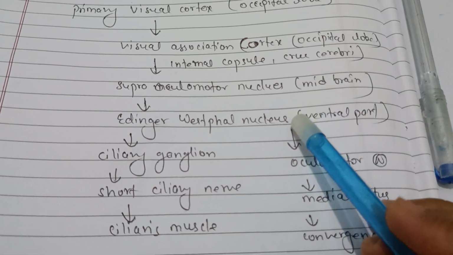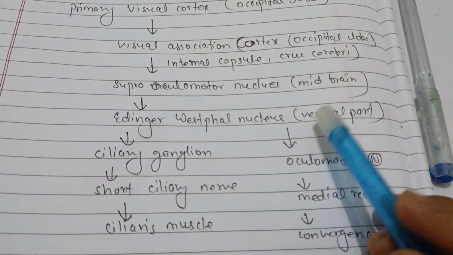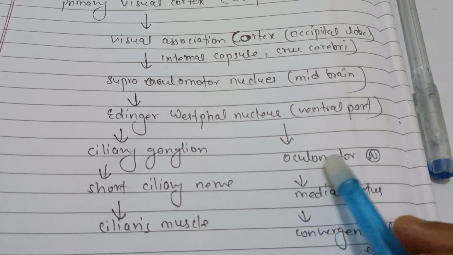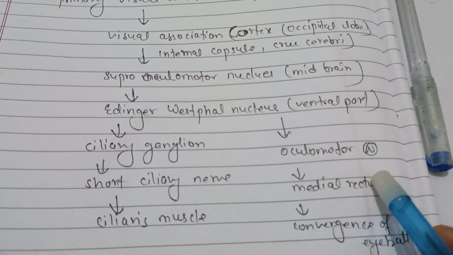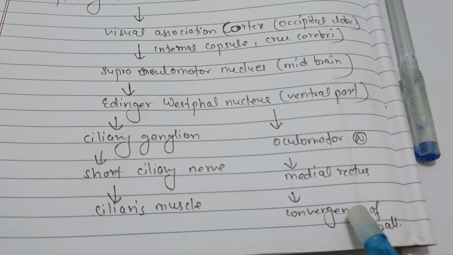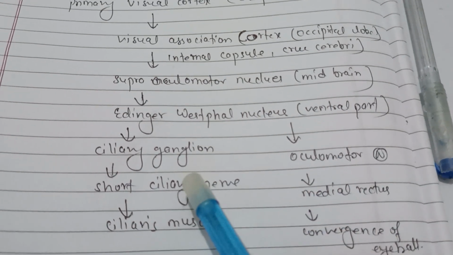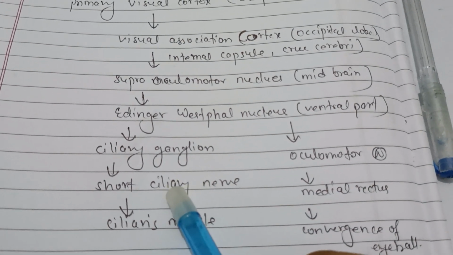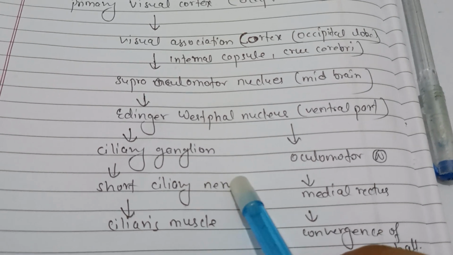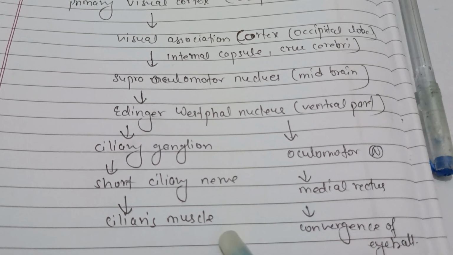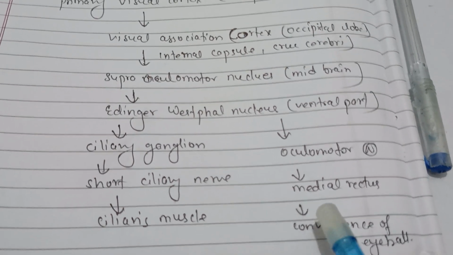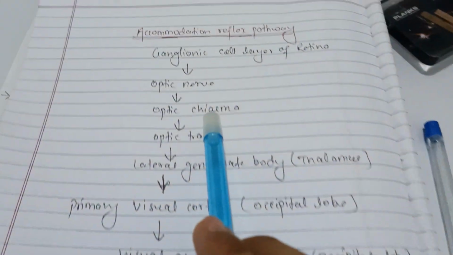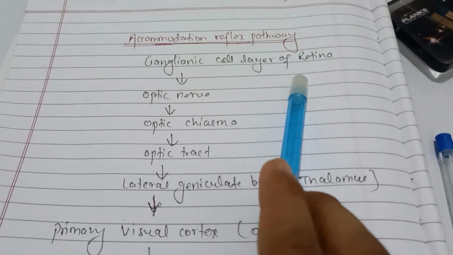the neurons, the information goes to the medial rectus through the oculomotor nerves, and the medial rectus causes adduction, and as a result there is convergence of the eyeball. So we understand here that constriction of the pupil via the short ciliary nerve, increase in the radius of curvature, and convergence of the eyeball are the three components of the accommodation reflex pathway.